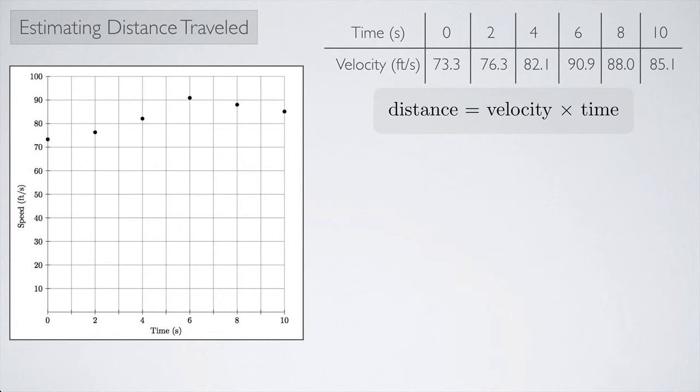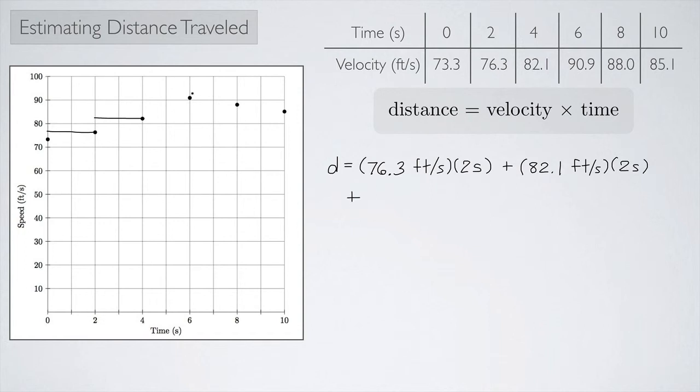So now I'm going to use the end of the interval as my constant velocity. In other words, for this first 2 second interval, instead of using the beginning, I'm going to use the end to determine the velocity during that interval. So this will look like this, which was 76.3. So now my distance is going to be 76.3 feet per second times 2 seconds, plus, and now I will have something that looks like this. So that is 82.1 feet per second, again, times 2 seconds.